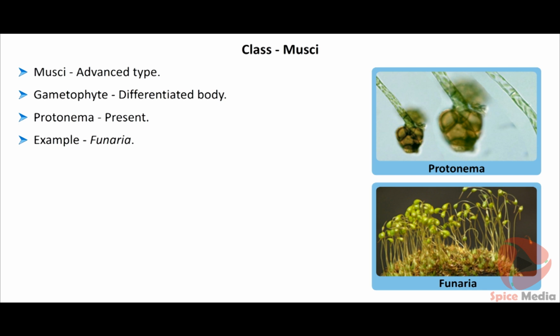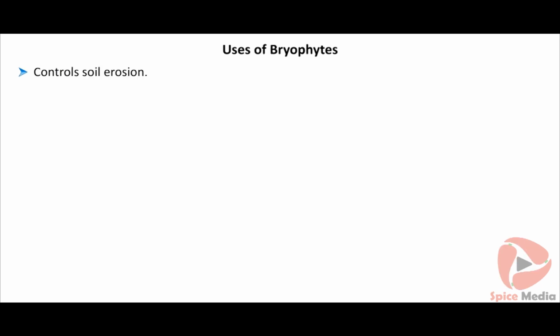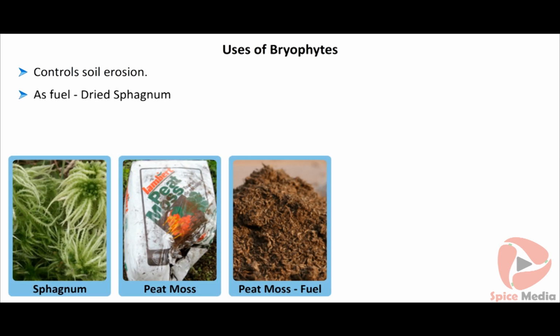The class Musci is the most advanced of all. Gametophytic plant body is differentiated into root-like, stem-like and leaf-like organs. Protonemal stage is present. Example, Funaria.